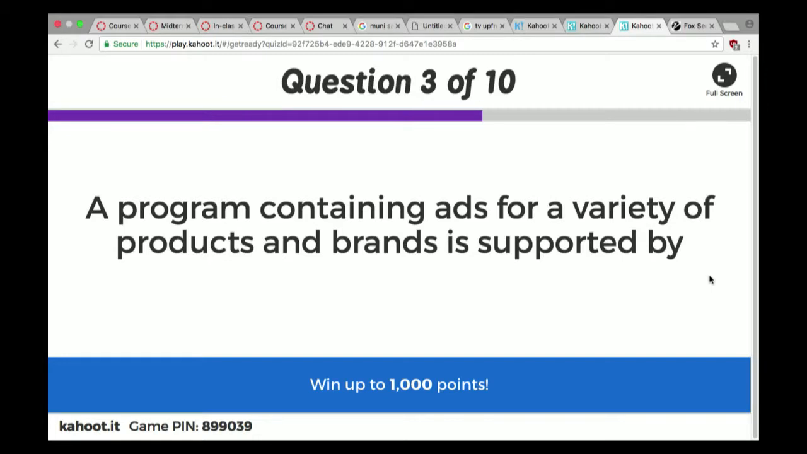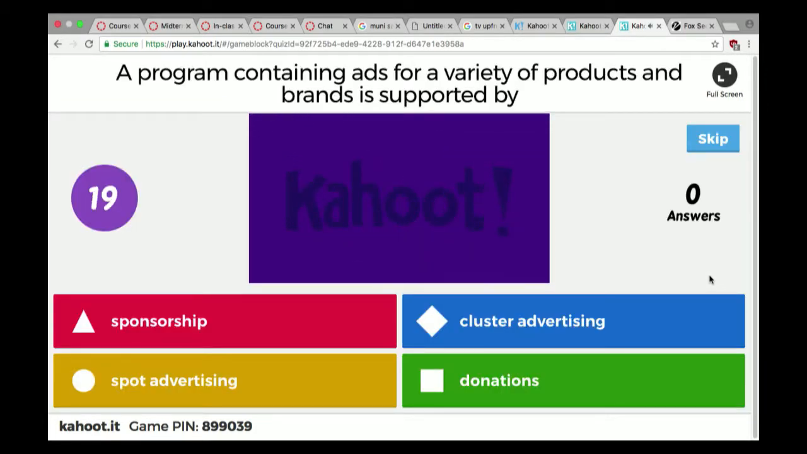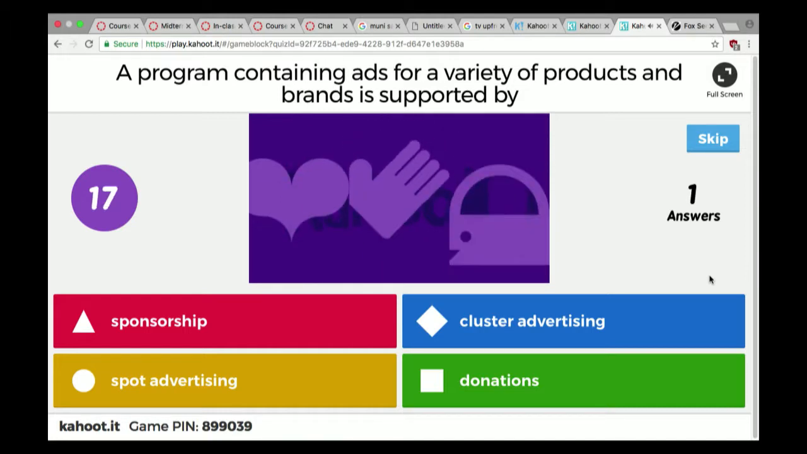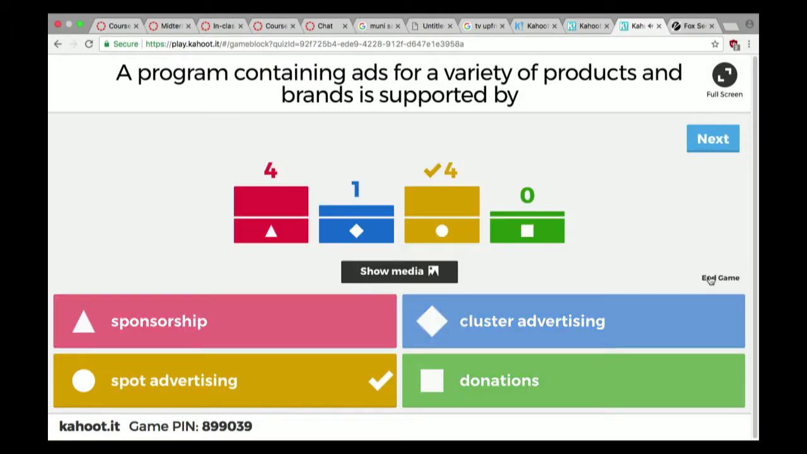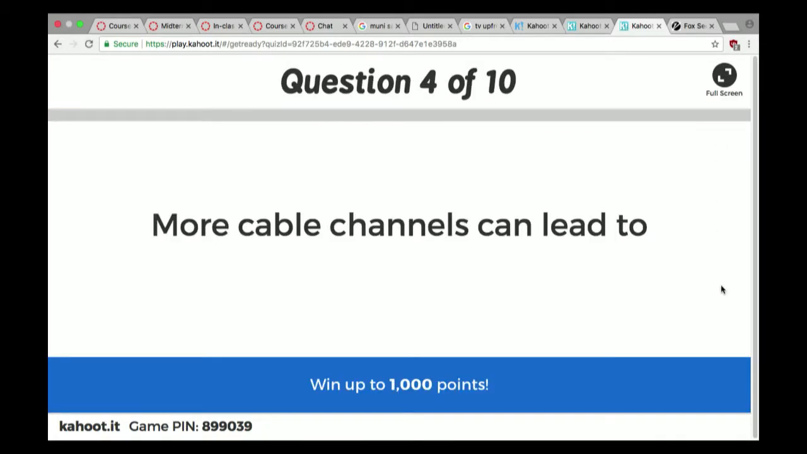Number 3, a program containing ads for a variety of products and brands is supported by. I blew it. Okay, we had 4 on 4. Well, spot advertising is the right answer. So when a show is supported by a bunch of little commercials, those are called spots. All right? So the other option would be sponsorship, which is the old model, which we've moved out of. Okay, so those commercials are spots. I'm glad we're going to go over all of this next week before the exam as well.